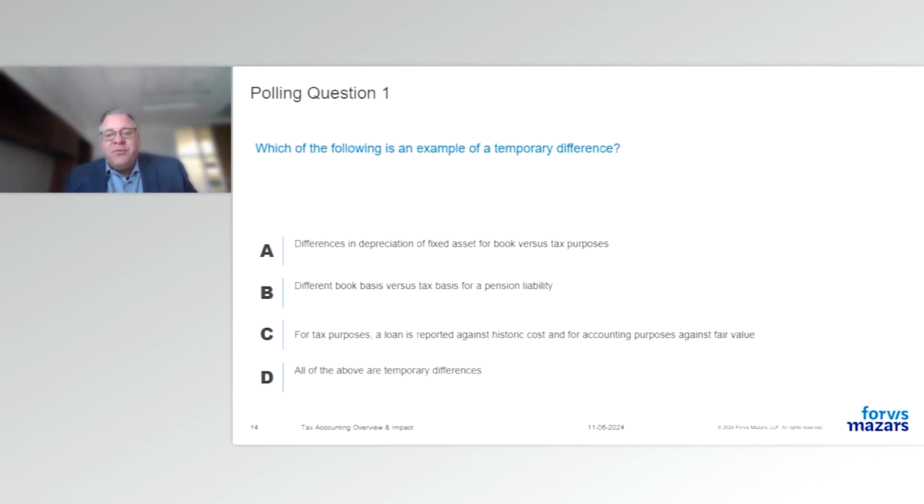Now we're going to move to the first polling question. Which of the following is an example of a temporary difference? A, differences in depreciation of fixed asset for book versus tax purposes. B, different book basis versus tax basis for a pension liability. C, for tax purposes, a loan that is reported at historic cost that for accounting purposes is recorded at fair value. Or D, all of the above.